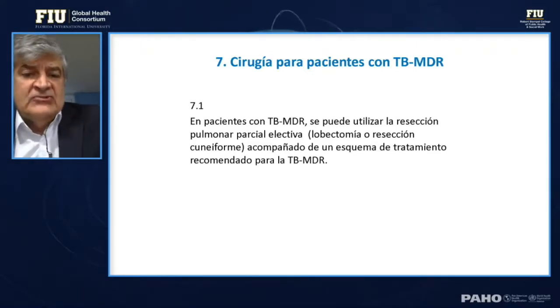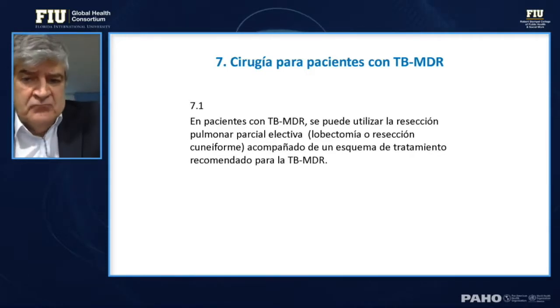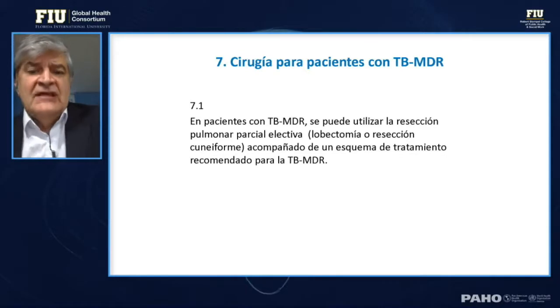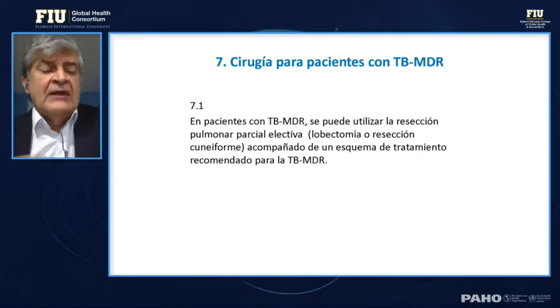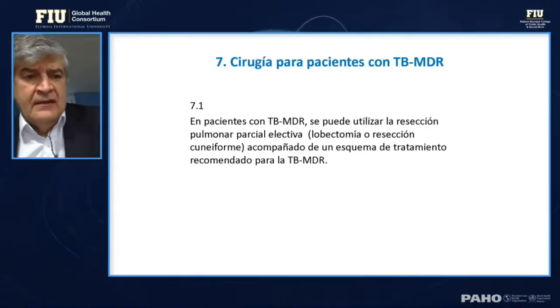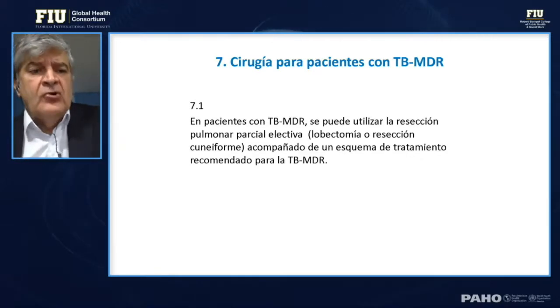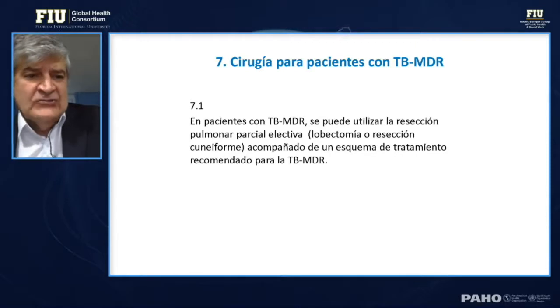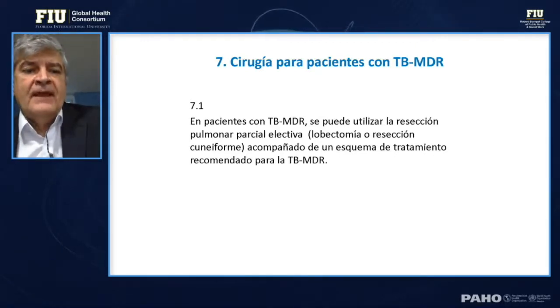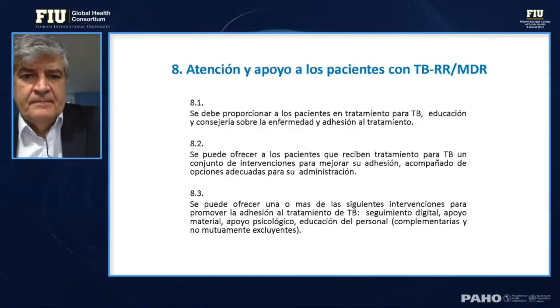As to surgery, in patients who have MDR-TB, elective partial pulmonary resection may be used, either lobectomy or the special resections, wedge-like resections, always accompanied by a treatment regimen recommended for MDR-TB. This can help in the success of treatment with drugs.